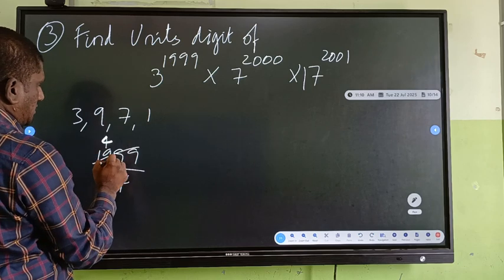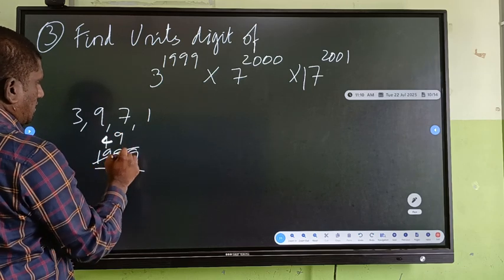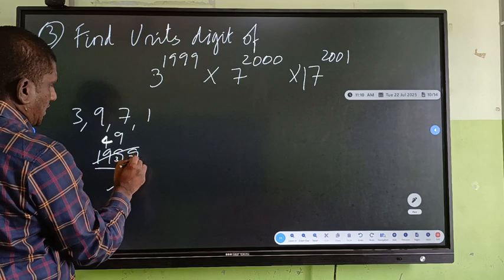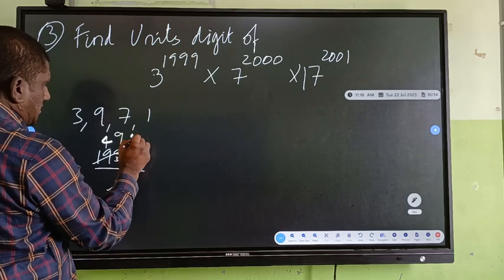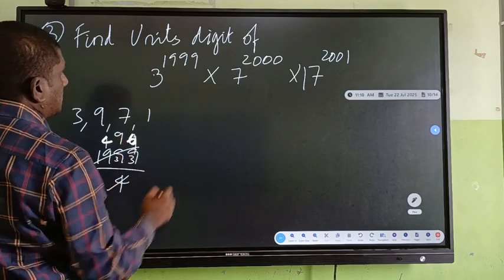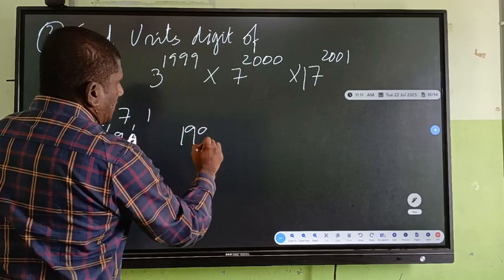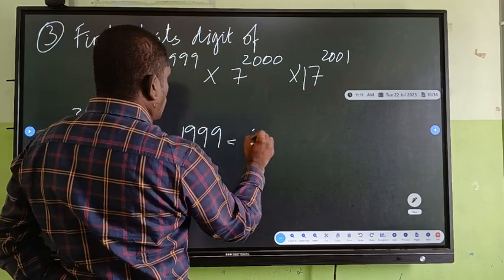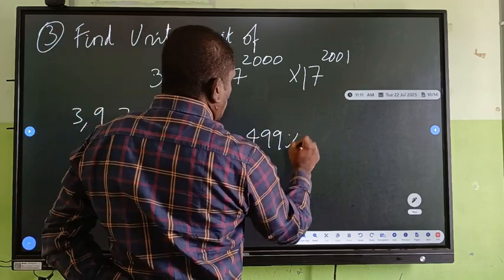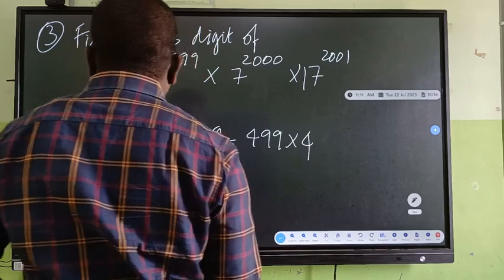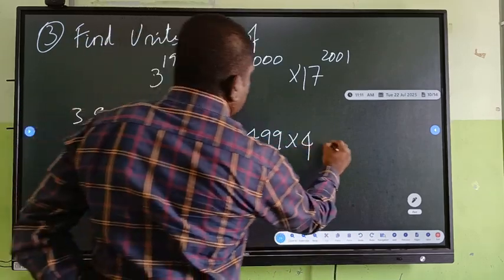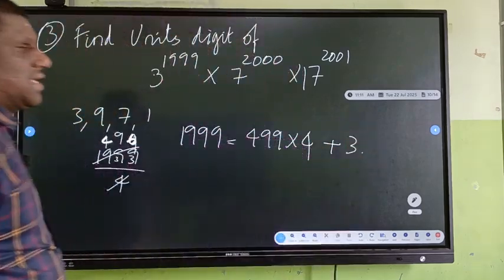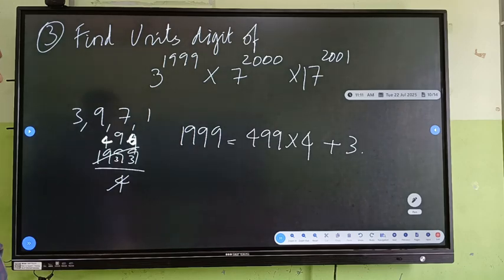4 4s are 16, 3 9s are 4 9s are 36, again 3 4 9s are 36, 4 9s are 36. So 199 can be written as 499 into 4. So what will be the answer? Plus 3. Okay. Plus 3 will be the final remainder.